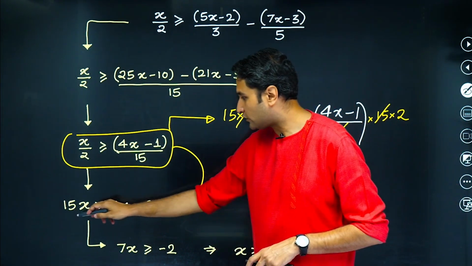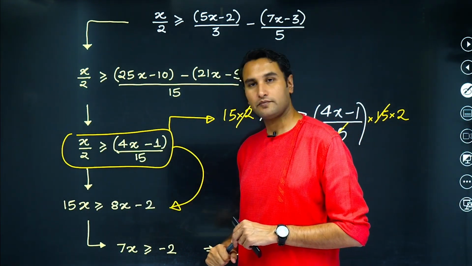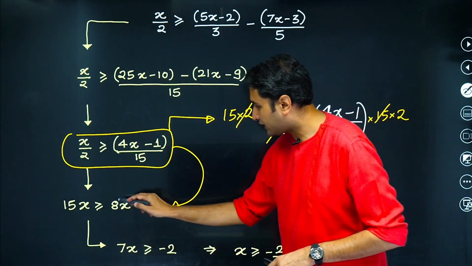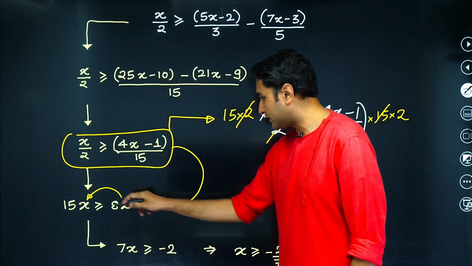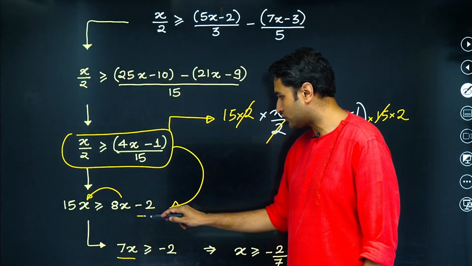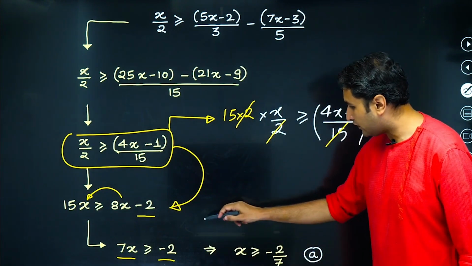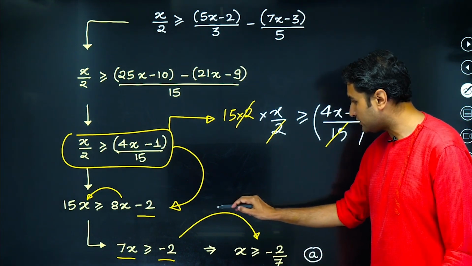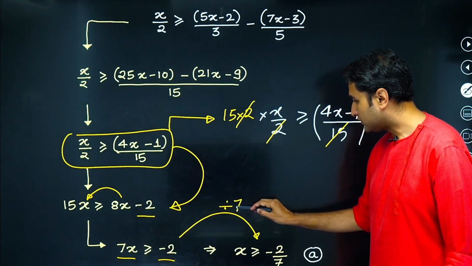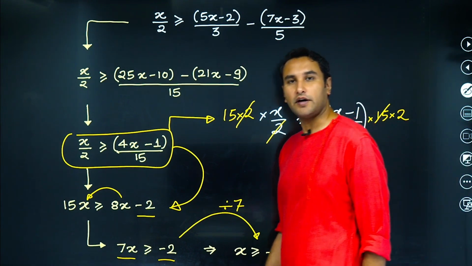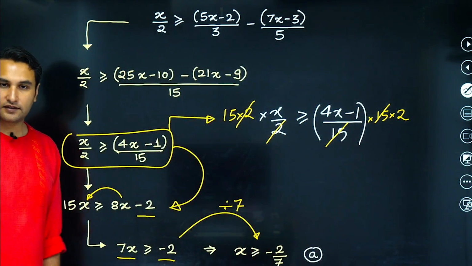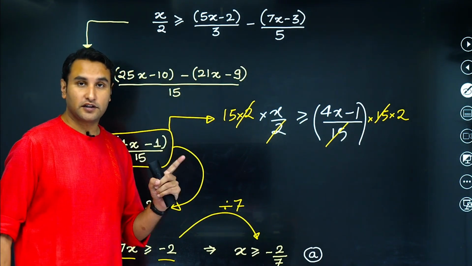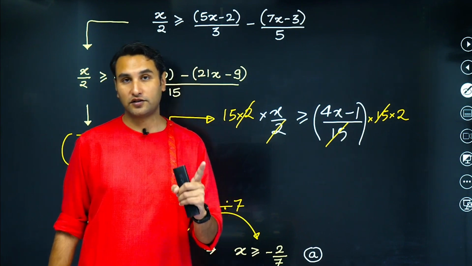Alright? Now what you have is 15x greater than or equal to 8x minus 2. Right? Now solve. Take 8x on the other side. 15x minus 8x will be 7x. Minus 2 is on this side. Now you can divide by 7. Dividing by 7 does not change the inequality because you are dividing by a positive number. Is this clear? So the important thing, be scared of cross multiplying, it is dangerous.